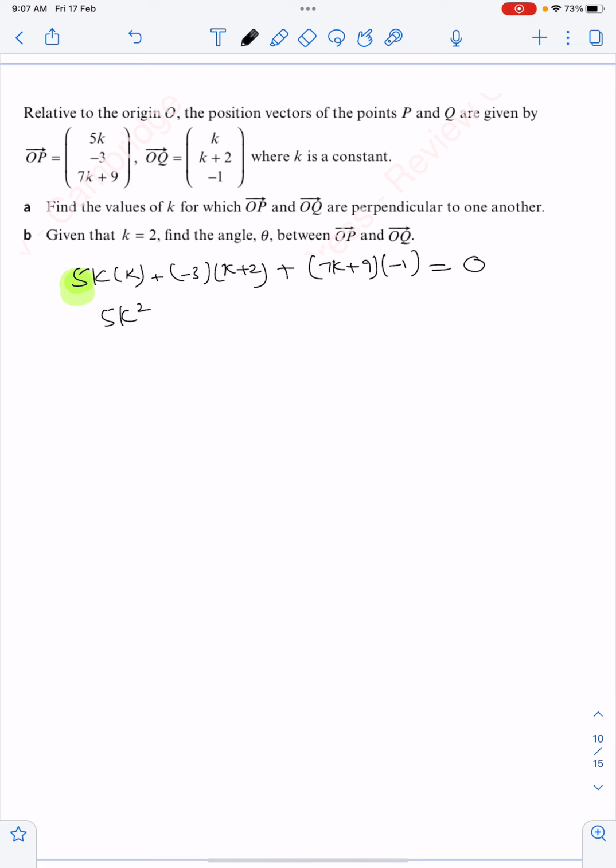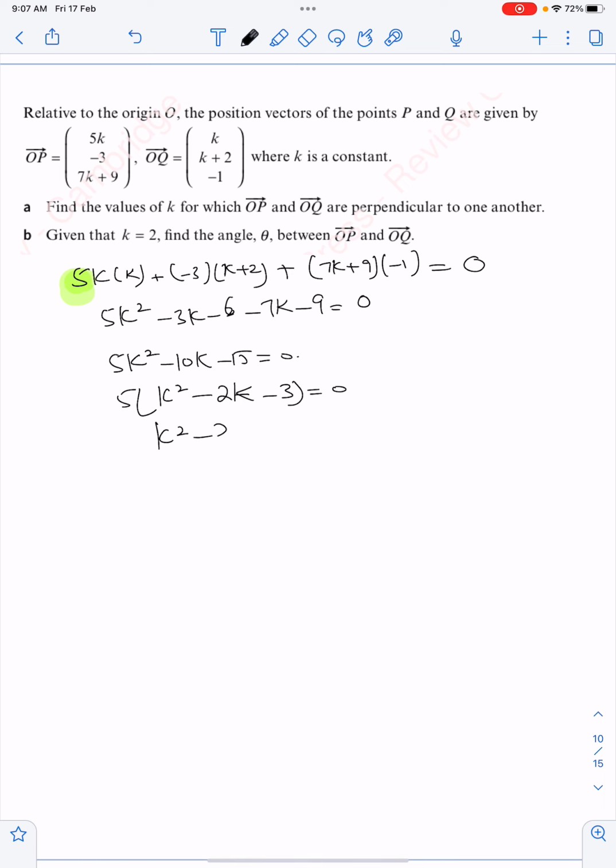So this is 5K squared minus 3K minus 6 minus 7K minus 9 equals 0. Okay, if you solve this, you get 5K squared minus 10K minus 15 equals 0. If I take out 5 as common, I'll be left with K squared minus 2K minus 3 equals 0. 5 divides on that side, it becomes 0.